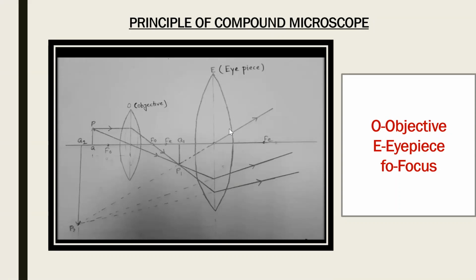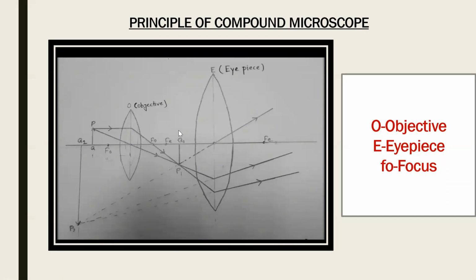Will these three rays meet? No, because they are diverging. So they will never meet. When we see from here, we feel that these rays are coming from this point. So to get this point, we have to retrace this ray and this ray. These three rays of light will meet at one point where we get our big magnified image.